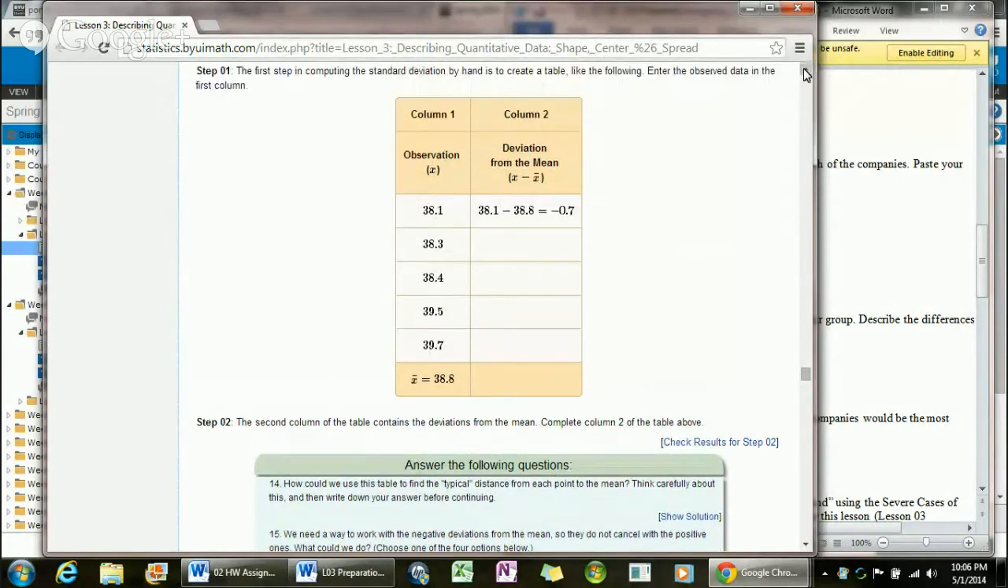So this is the column that they're asking for. So we need to take the observation numbers and subtract them from the mean. So this bar at the bottom is at 38.8, and we just have to figure out the deviation from each one of those numbers.